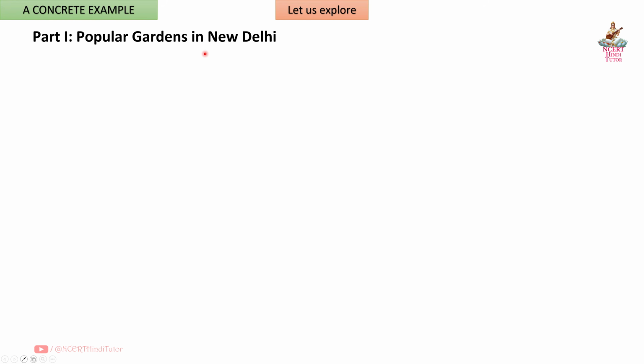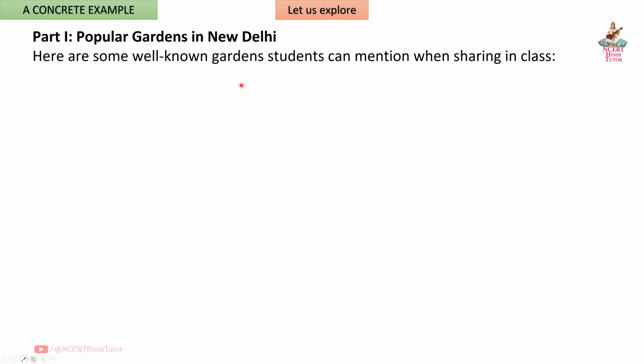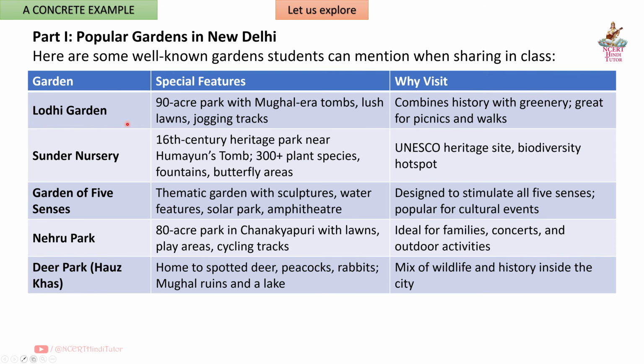Answer: Popular gardens in New Delhi. Here are some well-known gardens students can mention when sharing in class. First, Lodi Garden, special feature: 90-acre park with Mughal era tombs, lush lawns, jogging tracks. Why visit? Combines history with greenery, great for picnics and walks. Next, Sundar Nursery. Special features: 16th century heritage park near Humayun's tomb, 300 plus plant species, fountains, butterfly areas. Why visit? UNESCO Heritage Site, Biodiversity Hotspot.